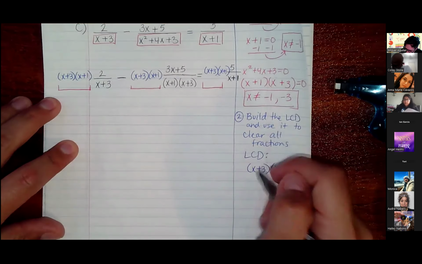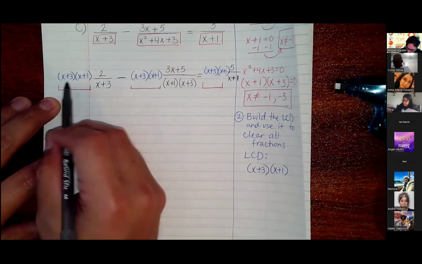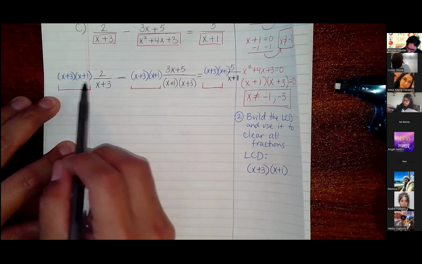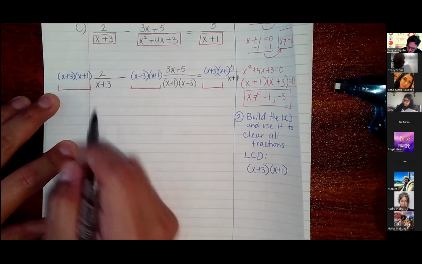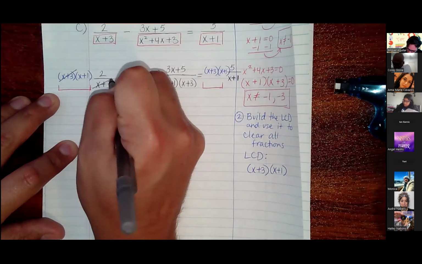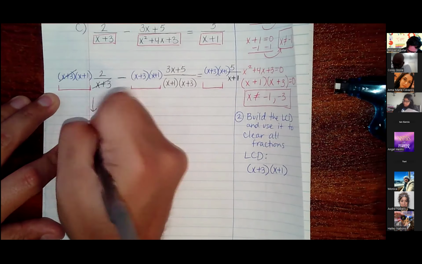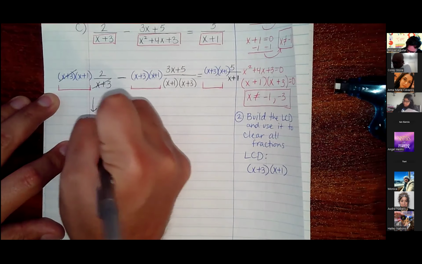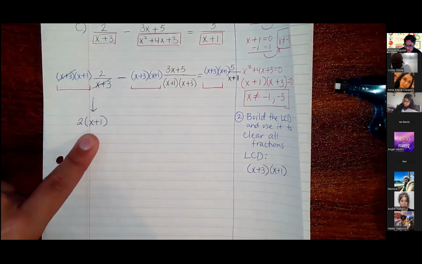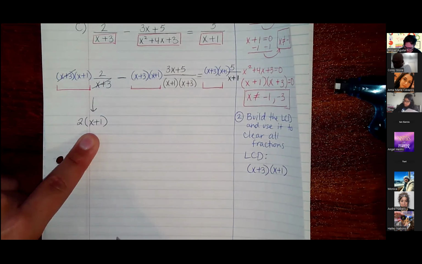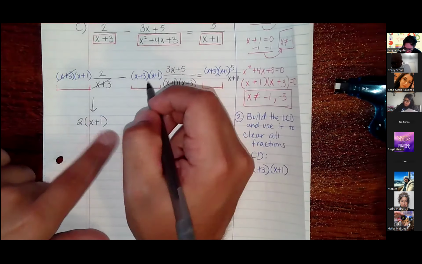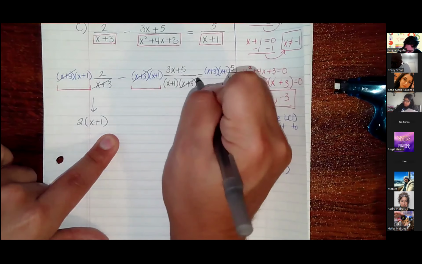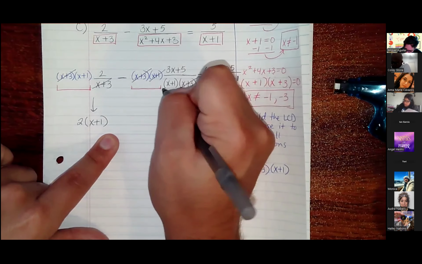So the next step is going to be to clear all the fractions by canceling out any common denominators, or any common factors, rather. So x plus 3 cancels out, and I'm left with 2 times x plus 1. You guys okay with that? Yes. Okay. X plus 3 cancels the x plus 3. X plus 1 cancels the x plus 1.